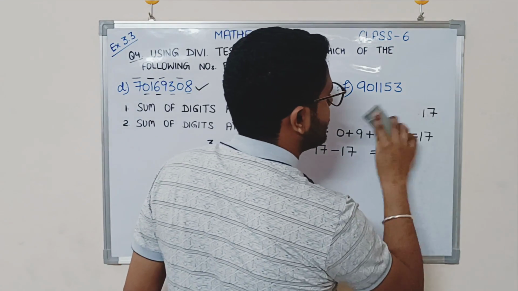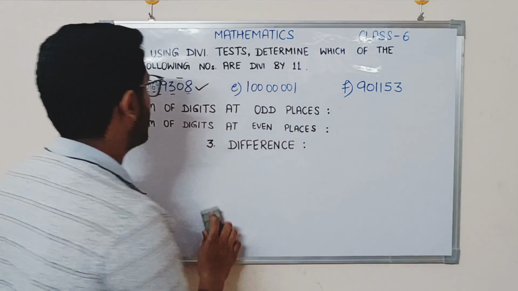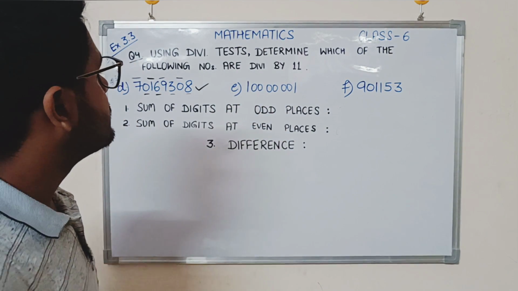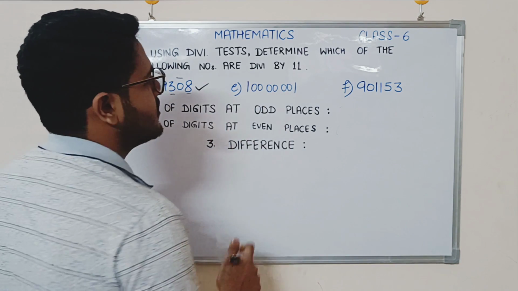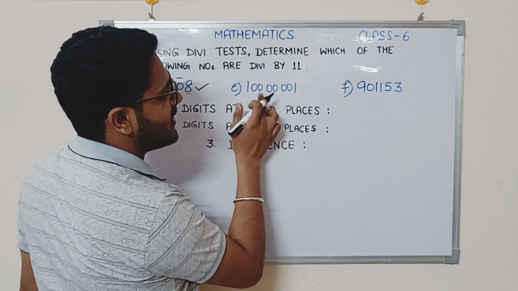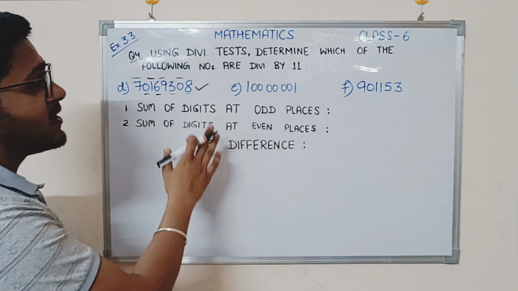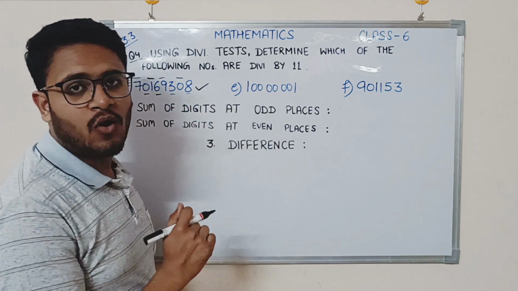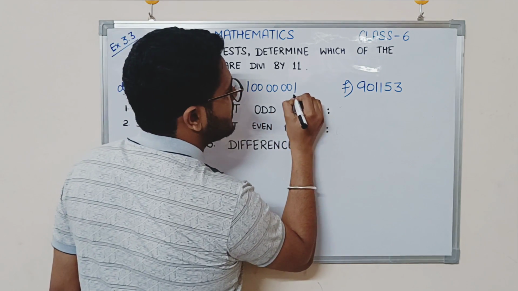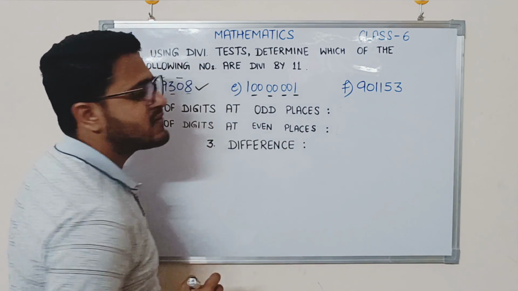Let me erase this. Okay. So E part is 1 crore 1. Okay. So it is 1 crore 0 lakhs 0,001. Right. So we will call it 1 crore 1. Right. So first is sum of digits at odd places. Now let's find the odd places. It will be first, third, fifth and seventh.